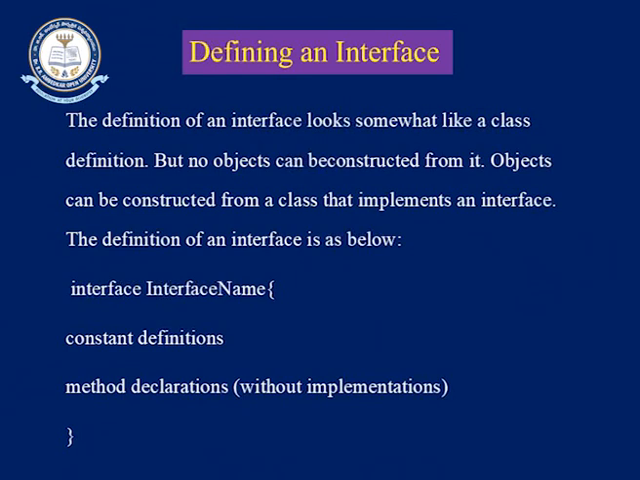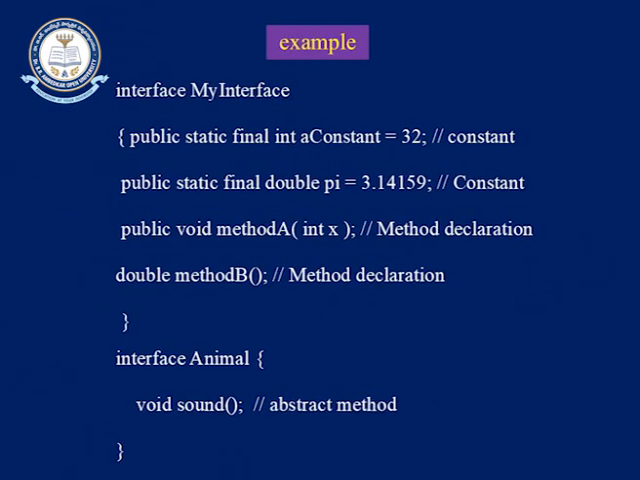So next one is the example program for the interface. All are static final. So I gave one constant variable, the pi variable, and next one method. After that I gave the implementation in the main program.